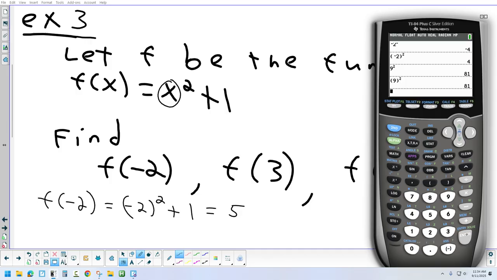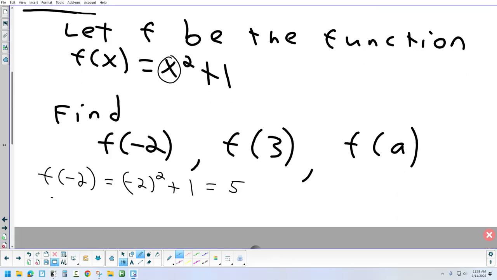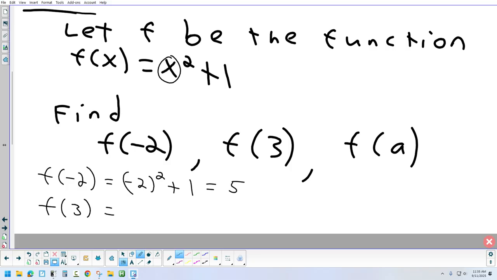All right, let's do f of 3. What's my formula going to look like when I substitute in this for x? Yep, 3 squared plus 1. Notice no negative, so I'm not worried about parentheses on that one. And 3 squared plus 1 will give me 10.